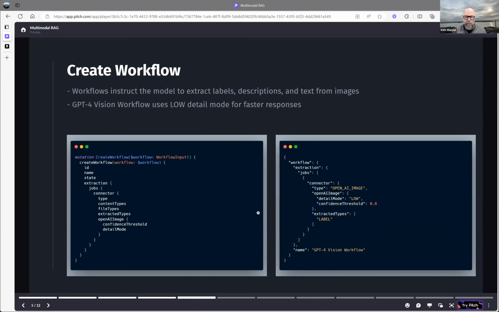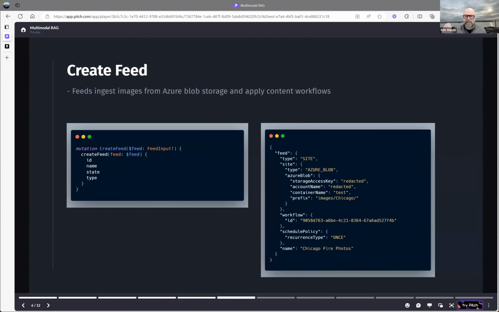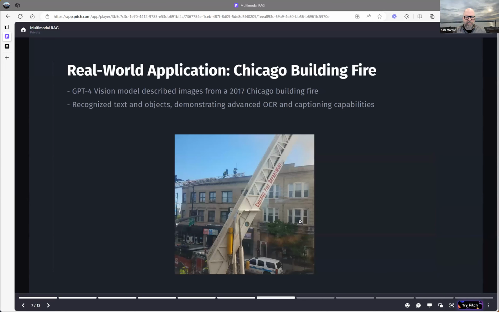And so we have a GraphQL API. I created a workflow, and then I have to get the data from somewhere. So we have this feed concept that you can point at RSS, you can point it at Notion and whatever. This was from Azure Blob Storage. And I assigned the workflow ID to that, so it'll use that as context for processing. And so this was the image I used it on.